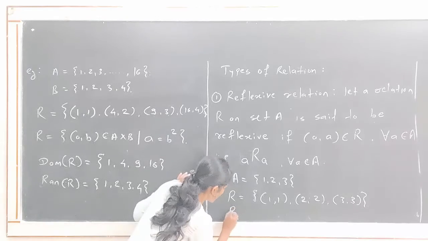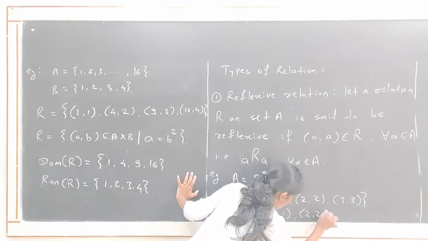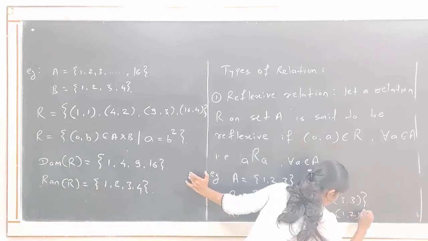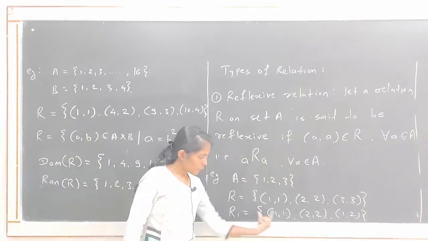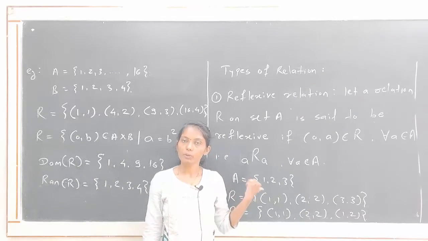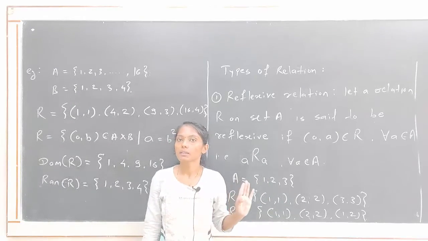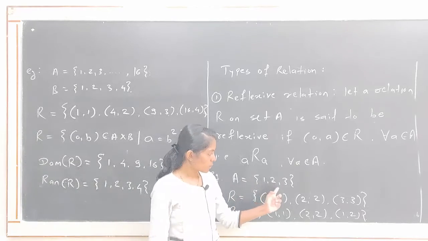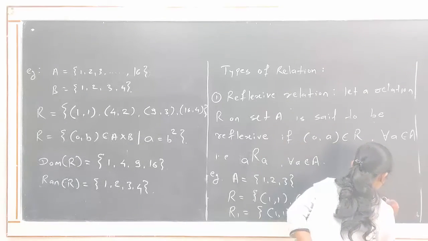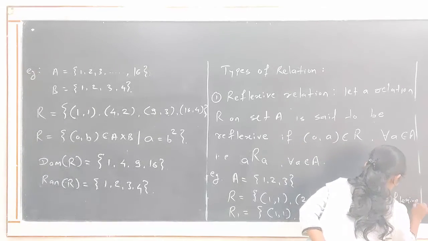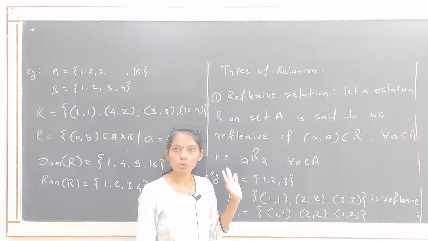Now if we consider R1 = {(1, 1), (2, 2), (1, 2)}. So here in R1, (1, 1) and (2, 2) belong to R1, but (3, 3) does not belong to R1. Hence R1 is not reflexive. Since (1, 1), (2, 2), (3, 3) belong to R, R is reflexive. But R1 is not reflexive since (3, 3) does not belong to R1.